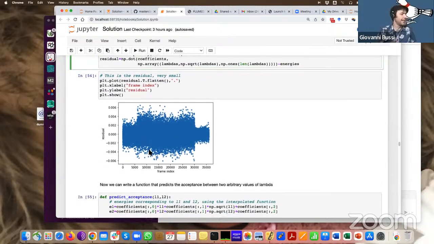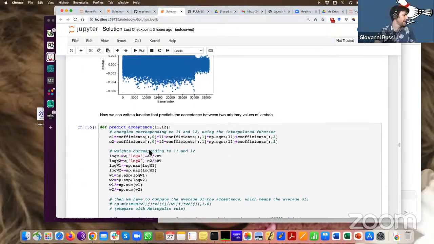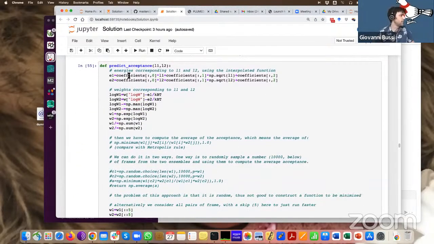So that means that I could repeat the exercise before with many fewer of these rerun operations, with only 3 of them. Just find the coefficients using 3 values of lambda and predict the other ones. But I can do even more. I can predict also results for intermediate values of lambda. Then I wrote this tool that is able to predict the acceptance given any pair of values of lambda. How do I do it?